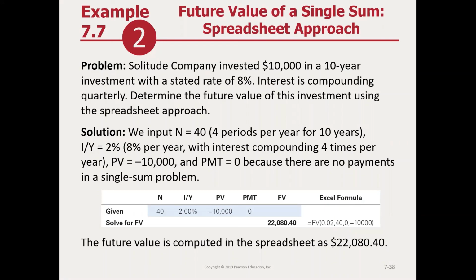The problem here, again, is Solitude Company invested $10,000 in a 10-year investment with a stated rate of 8%. Interest is compounding quarterly. Determine the future value of this investment using the spreadsheet approach. So to solve this, we put 40 in the N because it's 4 periods per year for 10 years. I over Y is equal to 2%. The stated rate is 8% per year with interest compounding 4 times per year. That's how we got the 2%. The present value is minus $10,000, and the payment is equal to 0 because there are no payments in a single sum problem. So the future value is computed in the spreadsheet as $22,080.40.